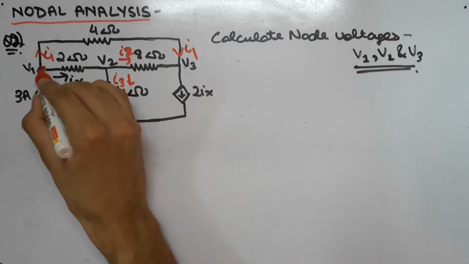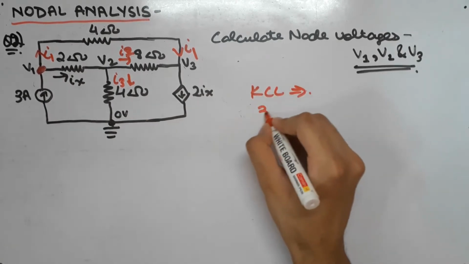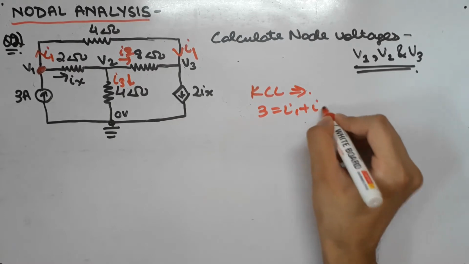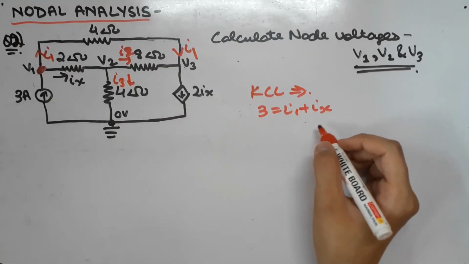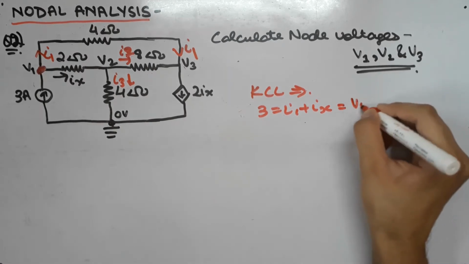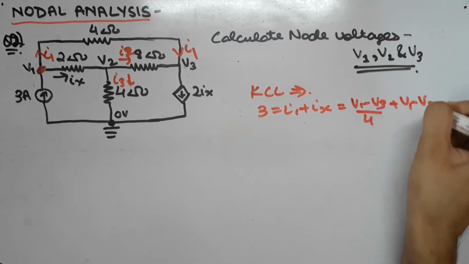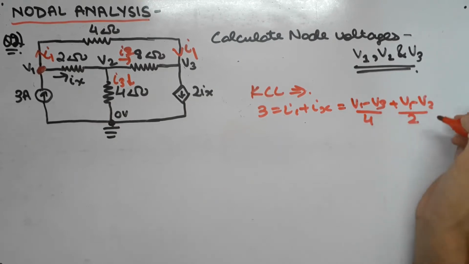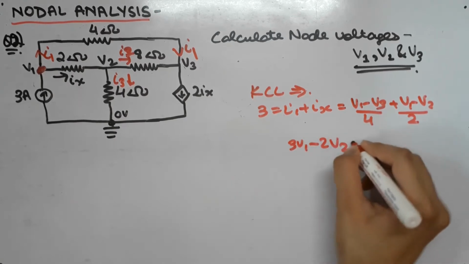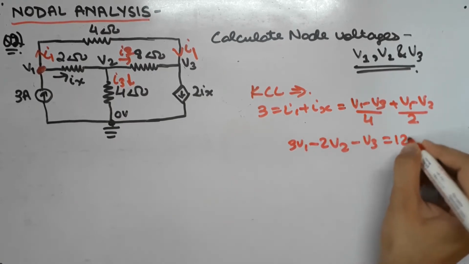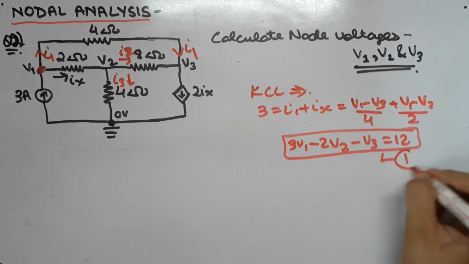Now at node 1 we will apply KCL and we will get 3 is equal to I1 plus Ix. Now here we will convert the value of I1 and Ix in the form of V by R. That is, we will write it as V1 minus V3 upon 4 plus V1 minus V2 upon 2. Now on rearranging this we will get 3V1 minus 2V2 minus V3 is equal to 12. Let us name this equation as equation 1.